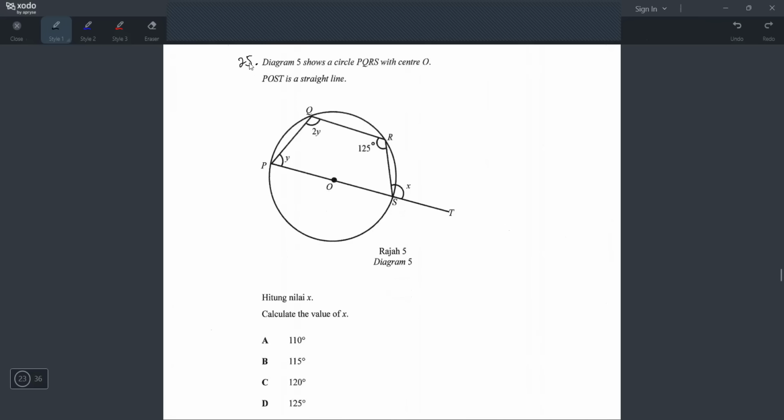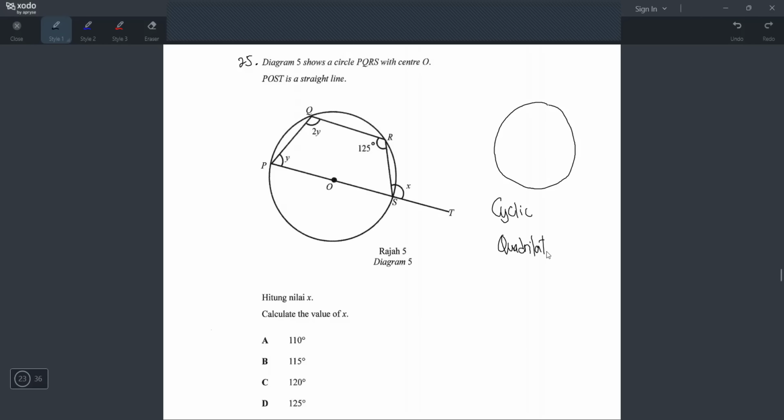25. Let's read the question. Diagram 5 shows a circle PQRS with center O. Okay, I can see it. POT is a straight line. Okay, when we do this question, we need to memorise a few rules. Okay, there is one rule, one formula. What you have to memorise is called cyclic quadrilateral.